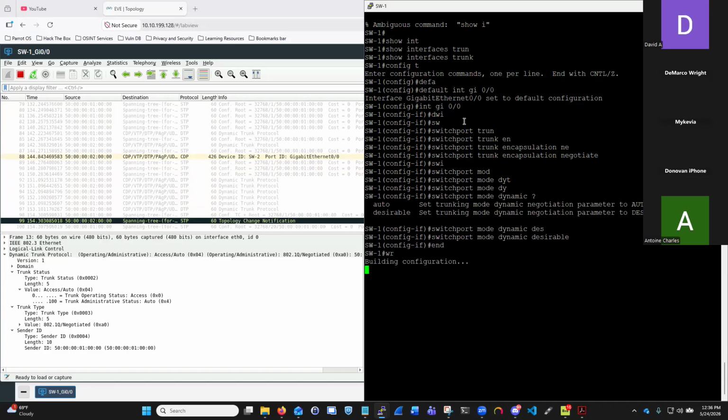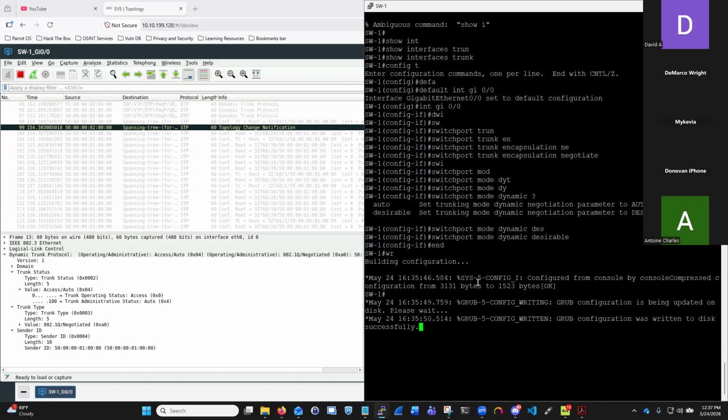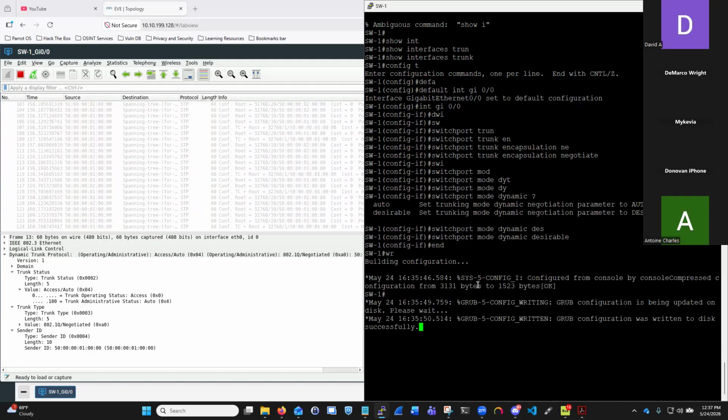All right, so we see a few things happening. We see an influx of not just spanning tree messages. We saw for a brief moment an influx of DTP messages. With that being said, without looking at these frames, let's see if our trunk came up.